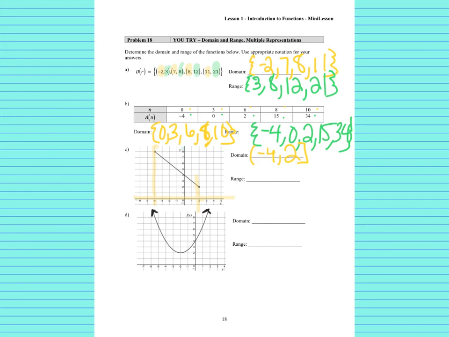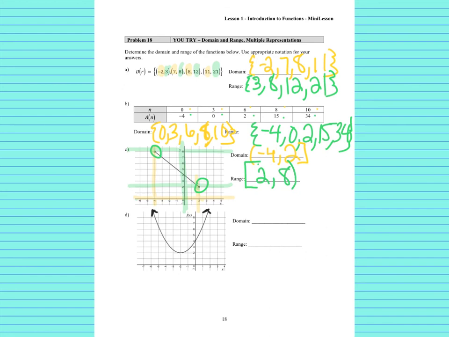And then you did your range the same way, but you looked at your Y-axis. So the lowest that graph ever goes is here, which is at 2. The highest it ever goes is here, which is at 8. So when I write my range down for that, I'm going to say between 2 and 8. Because the dot that's at 2 is closed, I'm going to put a bracket. The dot that's at 8 is open. I'm going to put a parenthesis.